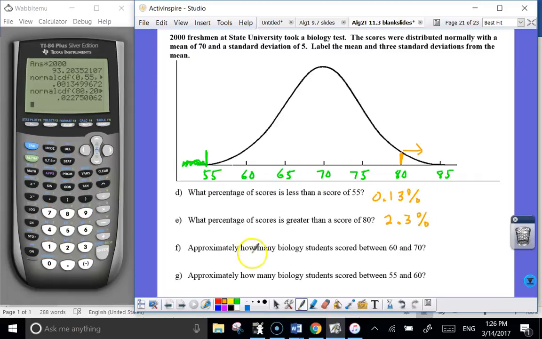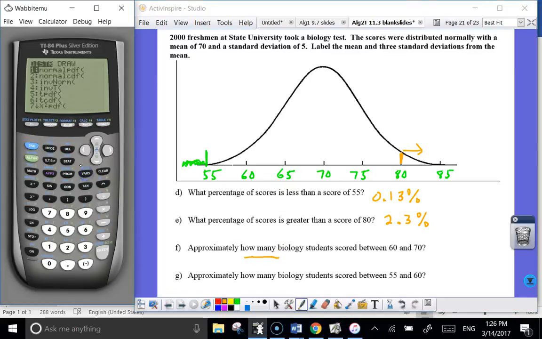Okay, now, here's another how many. How many biology students were between 60 and 70? Second vars, 2. 60, 70, 70 and 5. Now remember, that's not the number that I want. Now I've got to multiply by 2,000. 954.5, a little bit less, so 954.